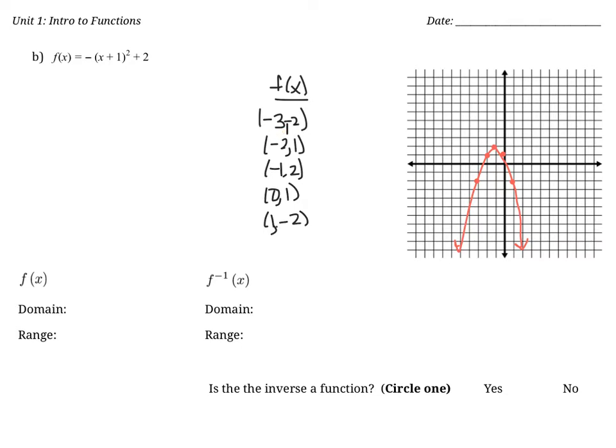Okay, so our first point is negative 3 and negative 2. Our next point is negative 2 and 1. Then we have negative 1 and 2. And then 0 and 1. And then 1 and negative 2.